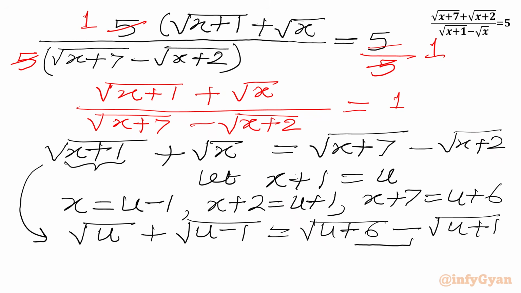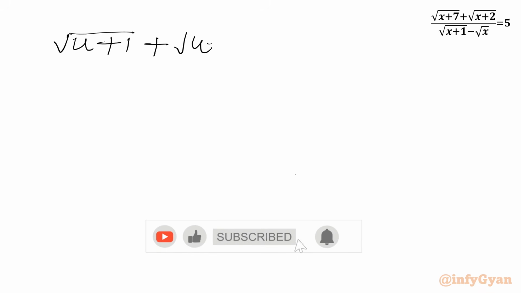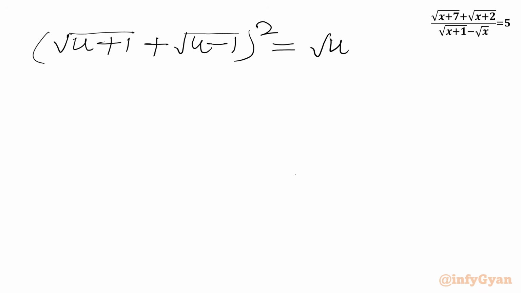Now we will take this minus term to the LHS and √u to the RHS. So we will write the equation √(u+1) + √(u−1) equal to √(u+6) − √u. Now we'll be squaring both sides. So let's write (√(u+1) + √(u−1))² on the left hand side, and (√(u+6) − √u)² on the right hand side.